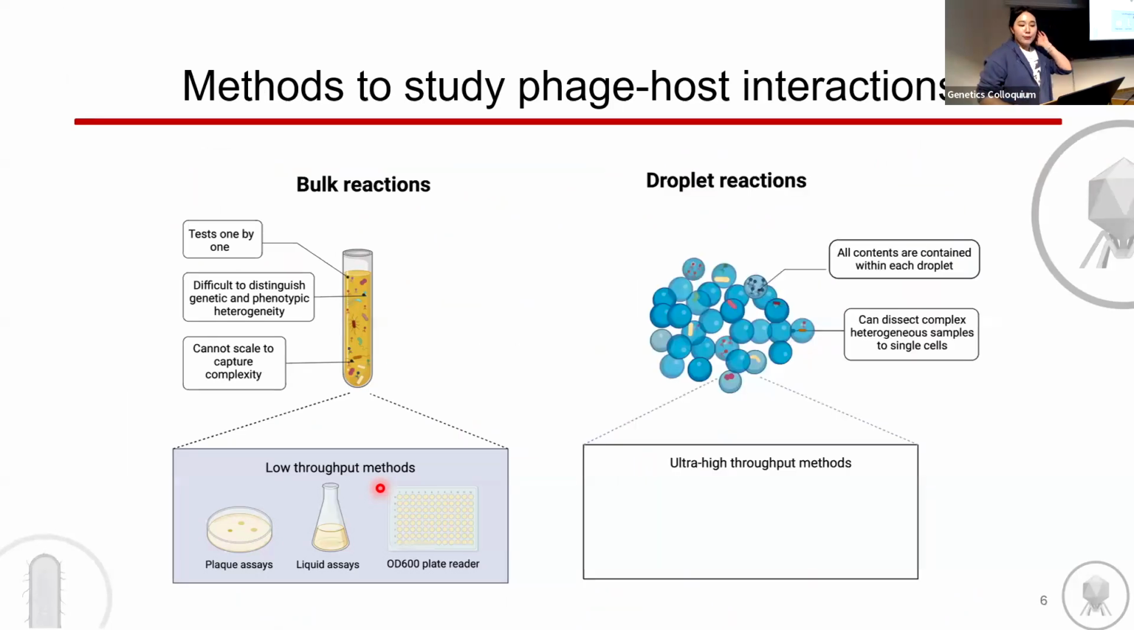As Watson introduced before, I study droplet microfluidics, and the reason why we want to use this tool is because all contents are contained within each droplet, and this could also separate all the different complex heterogeneous samples into single cells within each droplet. But as you can see, the space for different ultra high throughput methods is very empty, so there's a lot of potential to expand on this.